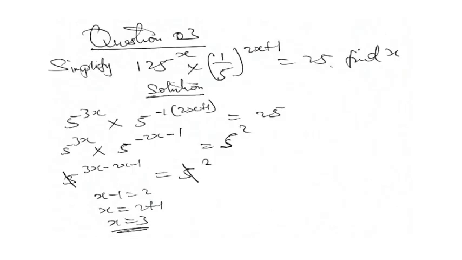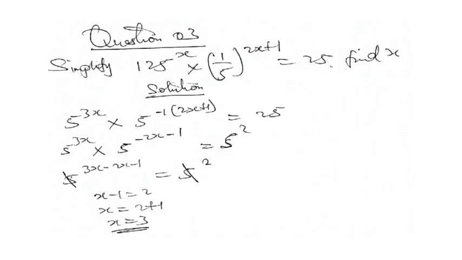Number 3. 125 raised to power x times 1 over 5 raised to power 2x plus 1 equals 25. Find x. Solution. 5 raised to power 3x times 5 raised to power minus 1 bracket 2x plus 1 equals 5 raised to power 2.